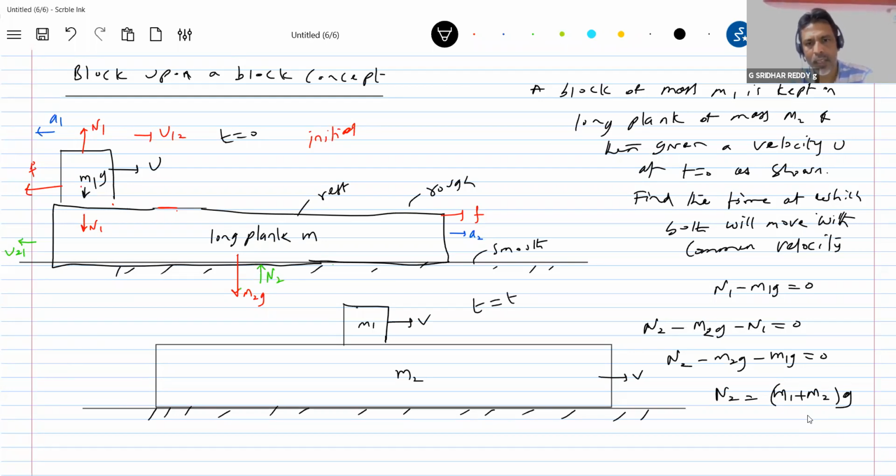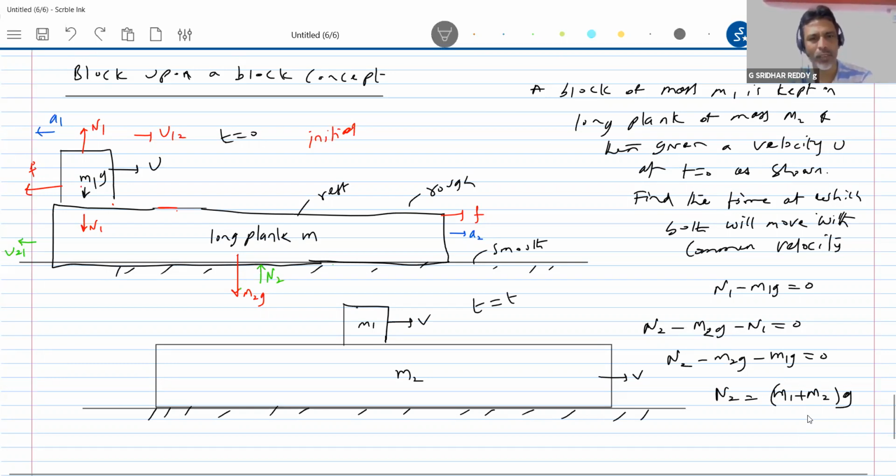And now you tell me, will any friction act here? There's no relative motion, no? The friction will not act. This is a very simple problem and very important for us to carry on with the further concepts.